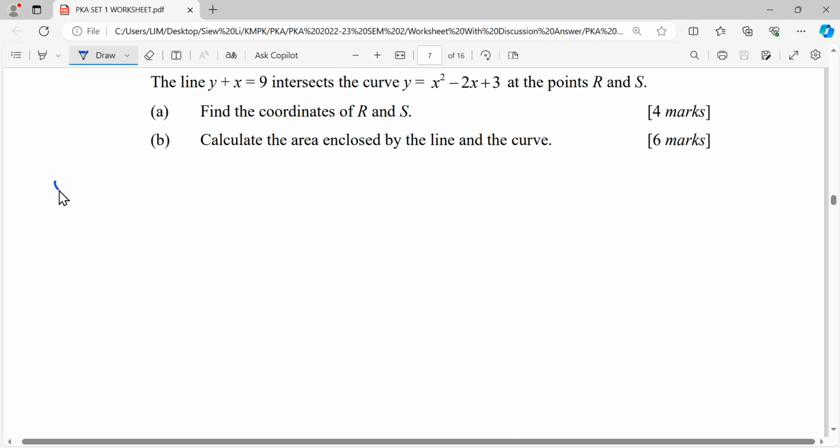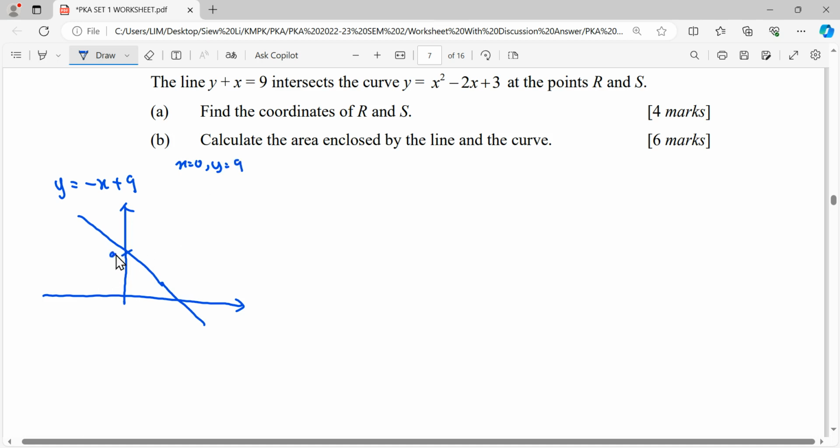For the line, y will be equal to negative x plus 9. So it is a linear graph. Negative means the gradient is going down. When x equals 0, y will get 9. At the same time, you can calculate that when y equals 0, x will get 9. So this is our line graph, with the x-axis and y-axis.